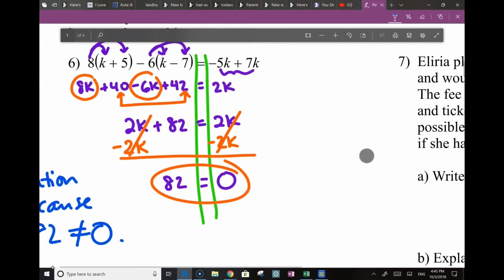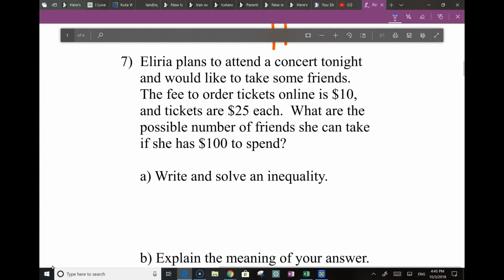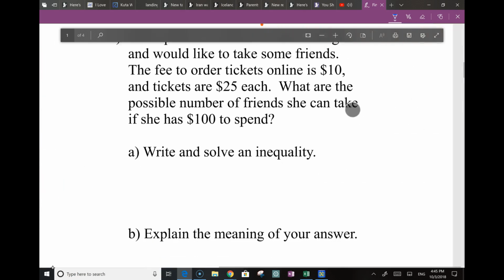All right, moving on to the next one. Number 7. This is an interesting name.